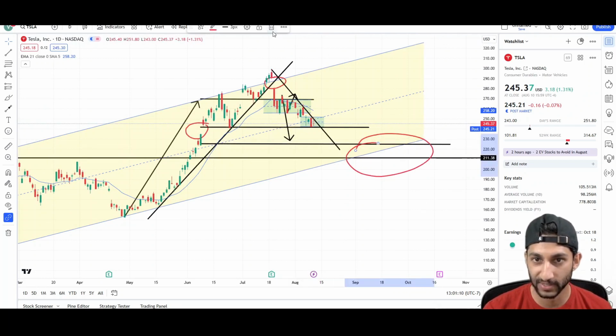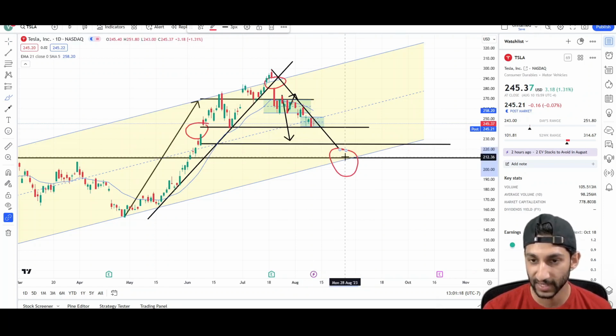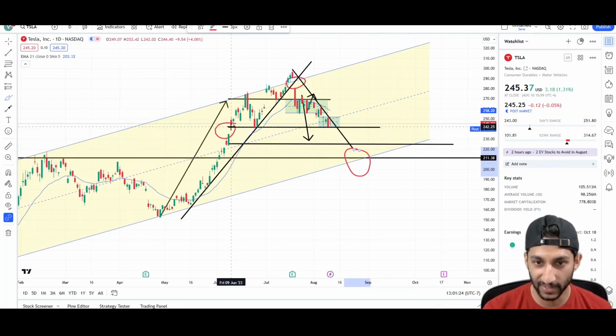So I'm going to erase this circle. We're probably going to get here quicker. The target would be somewhere right over here: the first target at the mid 220s, and then the 210 level. So Tesla is still looking bearish, and I'm still looking for lower price targets. We can still fill in this gap that I circled back here in June, and we can reach the measure move target.